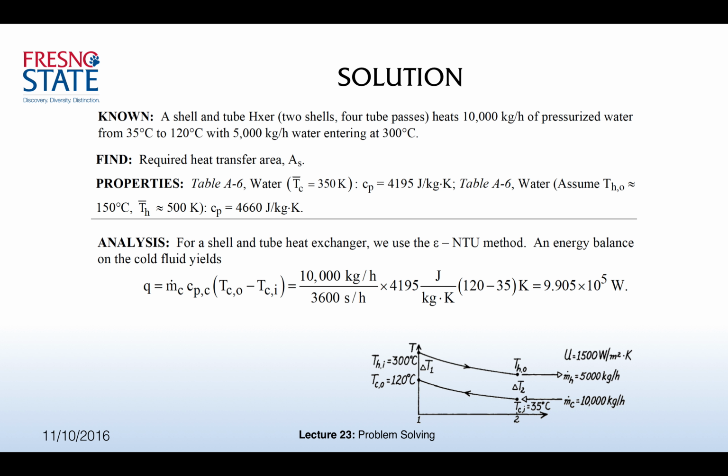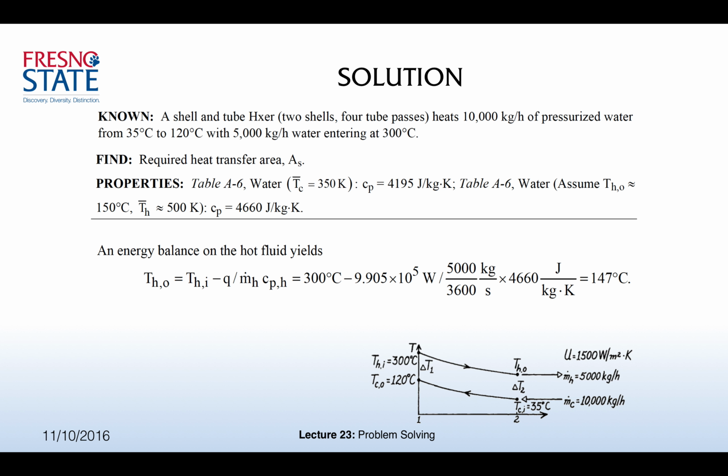Therefore, the actual heat transfer, the heat received by our cold fluid and lost by the hot fluid, is 9.905 times 10 to the 5th watts. That is our first step: we calculated the actual Q. The next step is to use that Q. Remember, the heat received by the cold fluid is the heat lost by the hot fluid, so I can apply the same energy balance on the hot fluid using the Q I know, to find what's missing. The only thing missing is TH out, the hot outlet temperature.